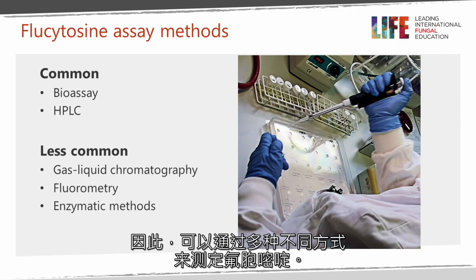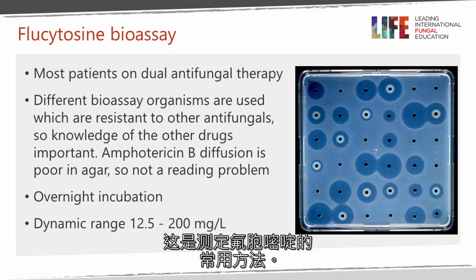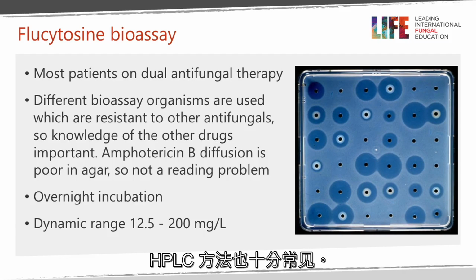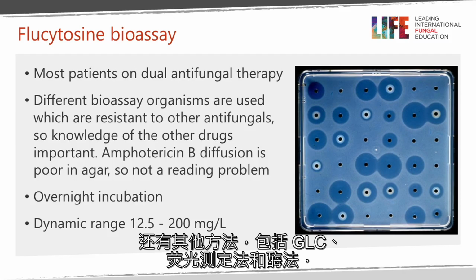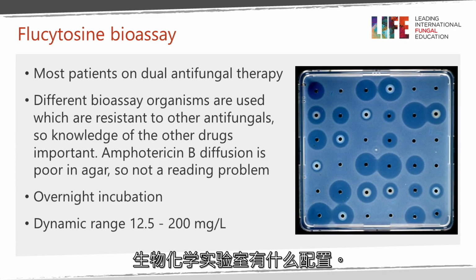So flucytosine can be measured in multiple different ways. This photograph shows you an example of a bioassay plate being set up, and that's a common means of measuring flucytosine. HPLC is also fairly common. There are other methods, including GLC, fluorometry, and enzymatic methods, and these depend on what's available in your country or in your biochemistry laboratory.